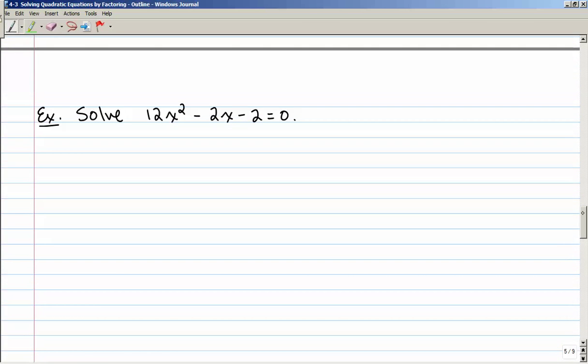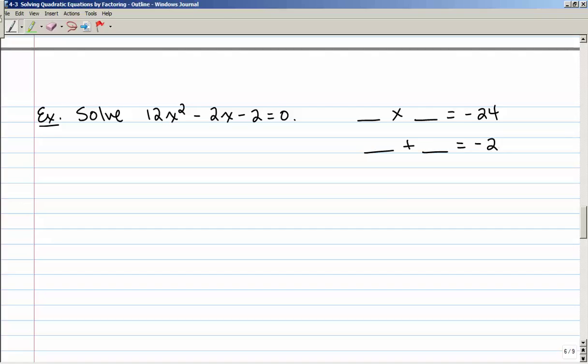Let's use that to solve an equation here. I have 12x squared minus 2x minus 2 equals 0. So I'm going to start by factoring by grouping. I need two numbers whose product is negative 24, and I got that by doing 12 times negative 2, that's a times c, and the same two numbers have to add up to the negative 2 that's in the middle.